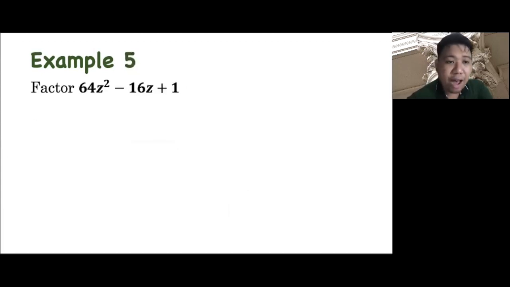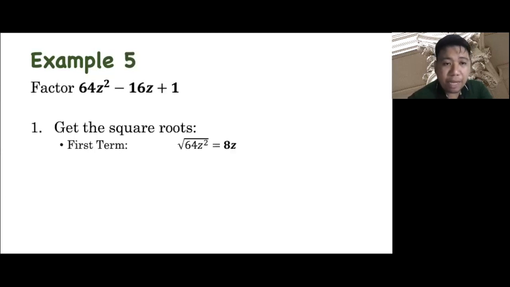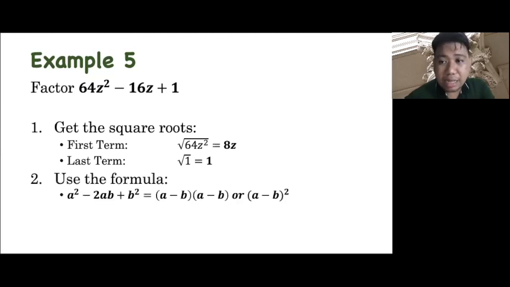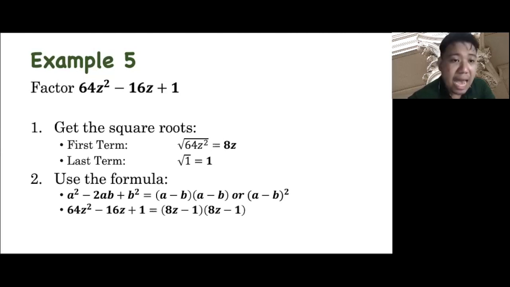Last example, factor 64z squared minus 16z plus 1. So again, get the square root. Pag kinuha natin ng square root ng first term, we will get 8z. Kapag kinuha natin ng square root ng last term, which is 1, we will get 1. So again, gamitin natin yung formula natin na binigay sa atin sa unahan and substitute the values. So ang given sa atin ay 64z squared minus 16z plus 1, at yung nakuha natin na square roots kanina ay 8z at 1. So gamitin po natin yon in order for us to arrive at the answer.